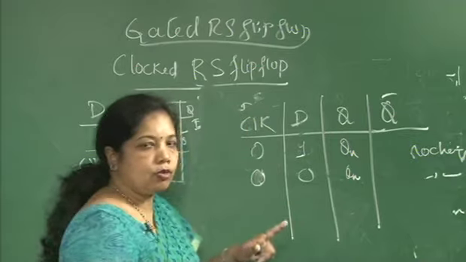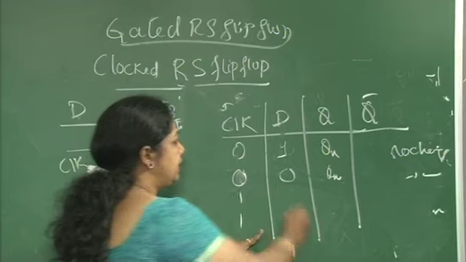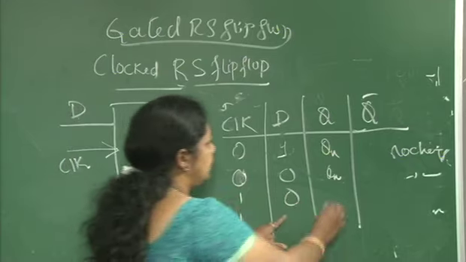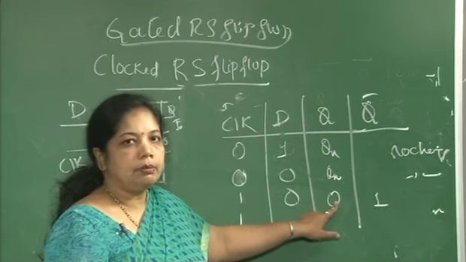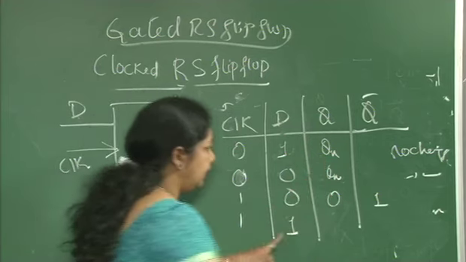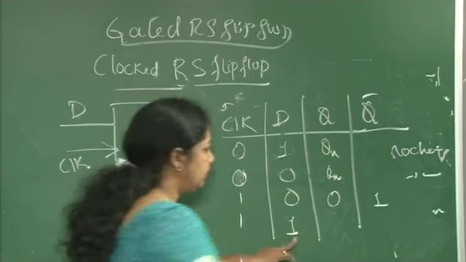Whenever I apply the clock, that is 1, if my D input is 0, then the same thing is transferred to the output with some delay. Of course, there will be some gate delay. So, if I give D as 1 and my clock is 1, my output will be 1 over here.